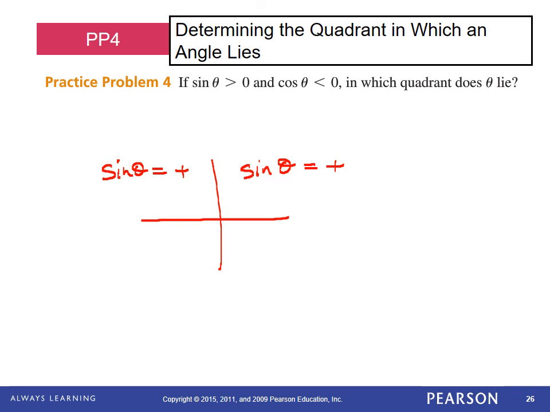Or you can think of it in terms of x and y values as well, right? Remember, because cosine is really technically the x value. The x value is negative left of the y-axis. So 1 and 3, in this case, that means quadrant 2 fulfills both at the same time.